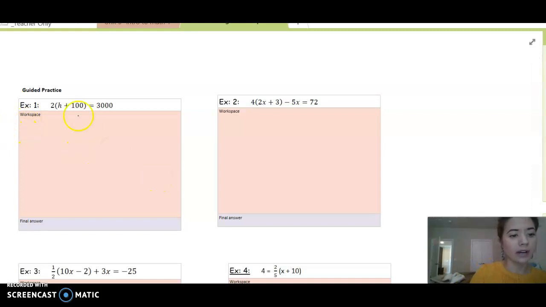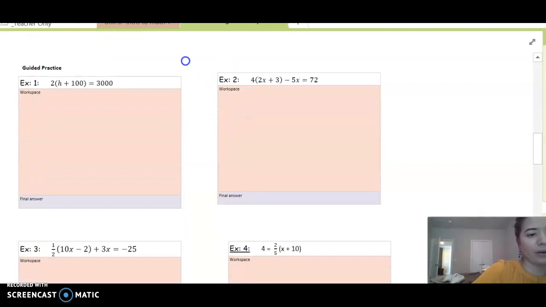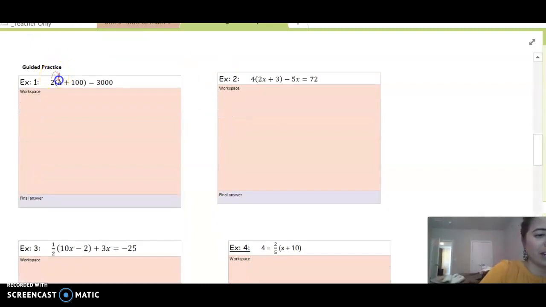All right, so let's go ahead. I'm going to start by doing step 1, which was to distribute. So if you remember, that's when we take our number outside. Oh no, what's going on? There we are. Now we're back. We're going to take our number outside and we're bringing it inside. And each of these arrows represents multiplication. 2 times h, they stick together and give us 2h. 2 times 100 gives us 200. And then that equals 3,000.